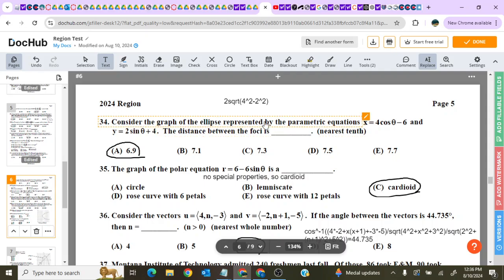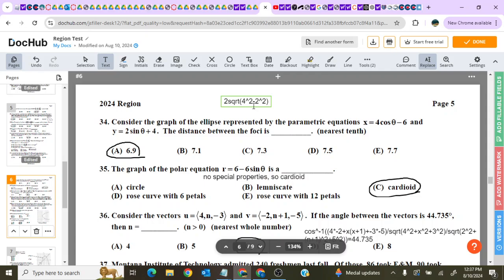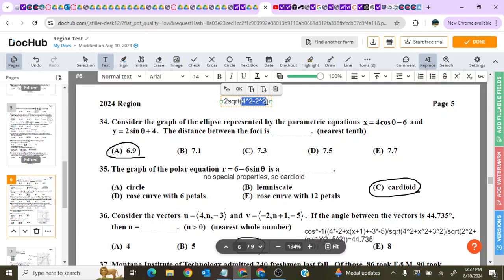34, consider the graph of the ellipse represented by these parametric equations. Distance between the foci is what? You can graph this like before and actually calculate it, but I'll give you a hint. It's given that it's an ellipse. This is going to represent the x radius. This is going to represent the y radius. So since it's an ellipse, the distance from the center to the focus is going to be the square root of your larger axis squared minus your smaller axis squared. And then since you're looking for the distance between them, the foci are on either side of the center, so you have to multiply by 2 to get from the one before the center to the one after the center.